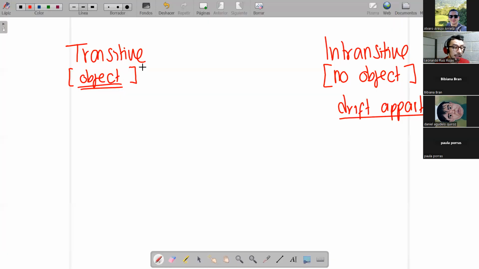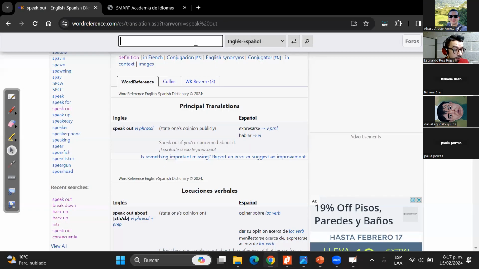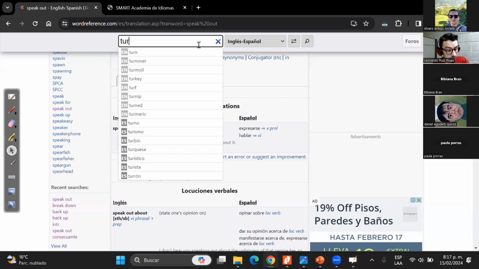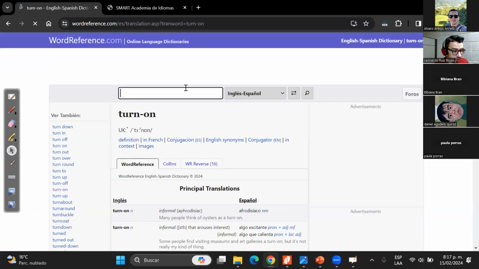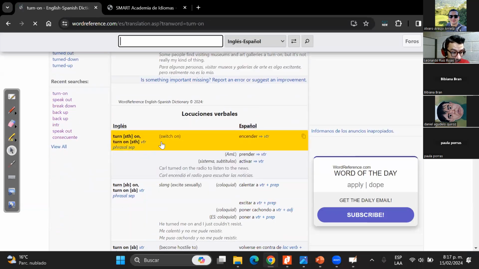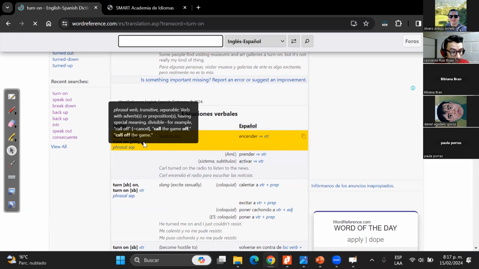Now let's check the other one. The other one is going to be a transitive verb. Yes, it's going to be a transitive verb. For example, the verb, no sé, let's talk about turn off, turn on. Entonces we have, okay, turn on, it's going to be a verb. Yes, and it's a verb, which is what? Álvaro, could you please read? ¿Puedes leer lo que dice ahí en negrito?